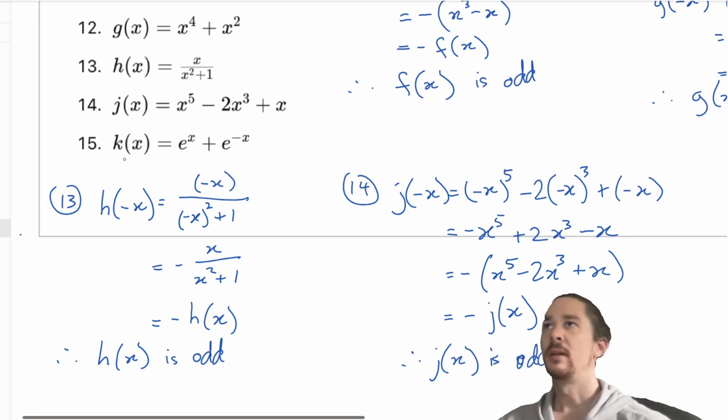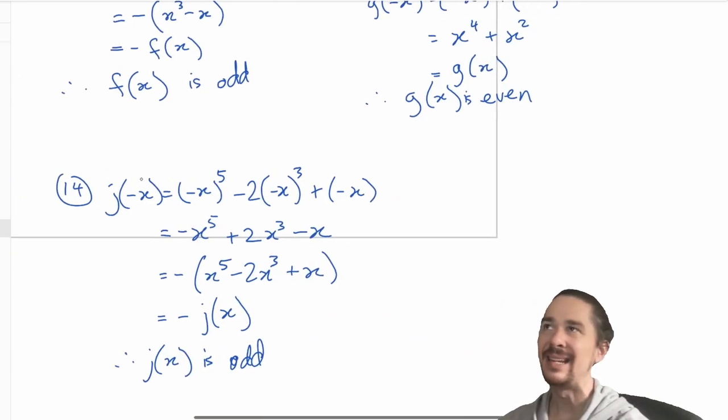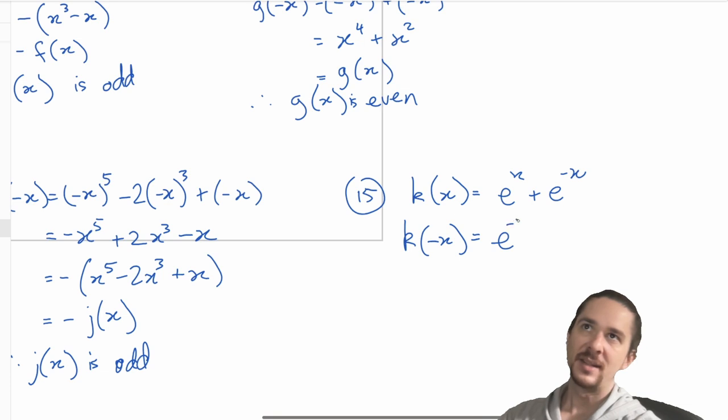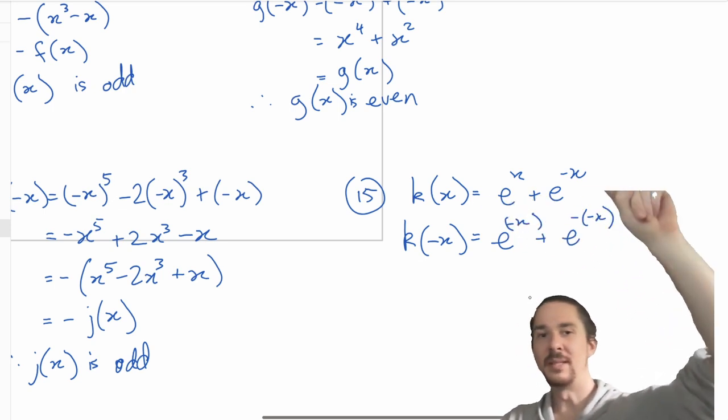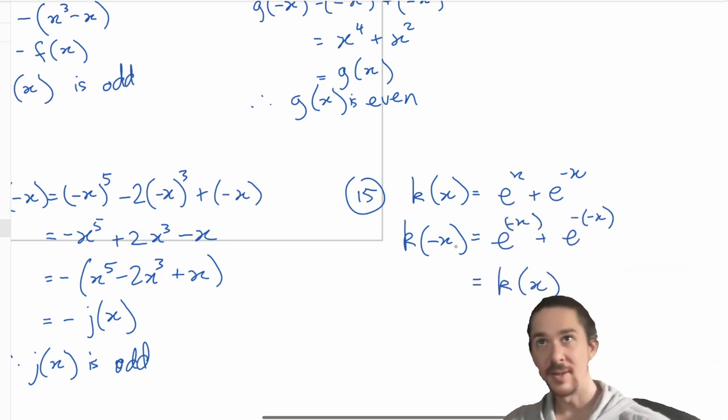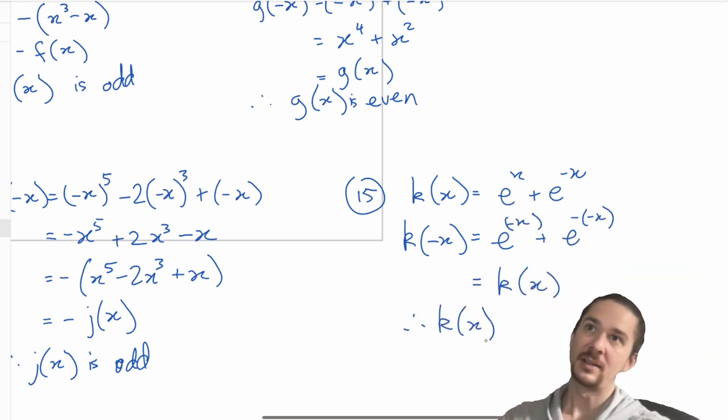Now we have one more here, k of x, which is e to the x plus e to the negative x. K of negative x is e to the negative x plus e to the negative x. Of course, that double negative becomes a positive, and so this becomes that term, and this becomes that term, and we're back to k of x. Because k of negative x equals k of x, therefore k of x is even.